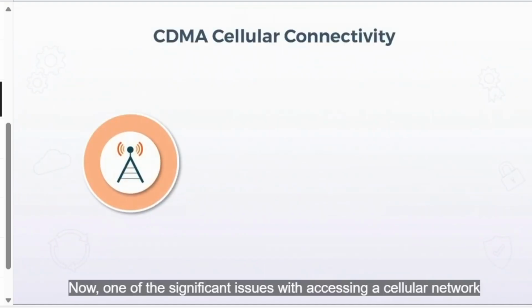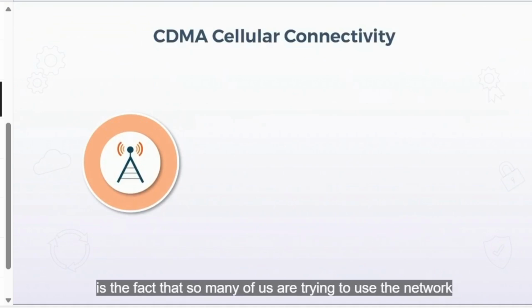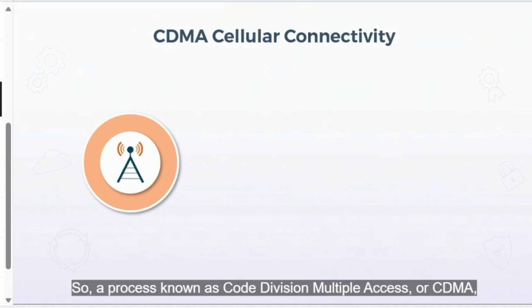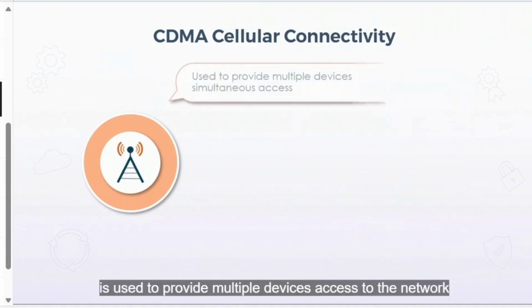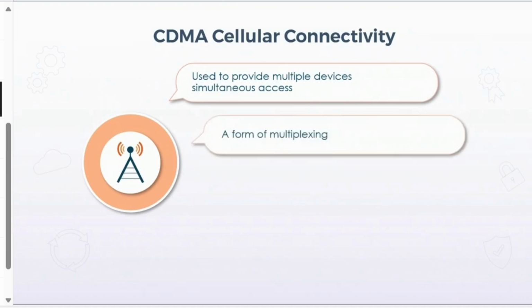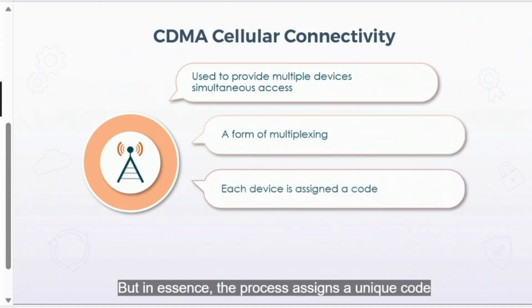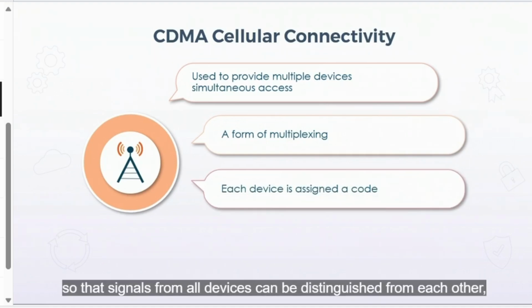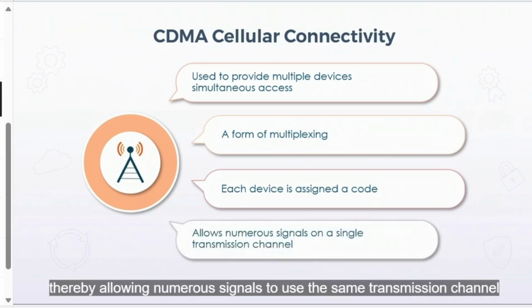Now, one of the significant issues with accessing a cellular network is the fact that so many of us are trying to use the network at the same time. So a process known as Code Division Multiple Access, or CDMA, is used to provide multiple devices access to the network simultaneously. This is also what's known as multiplexing. But in essence, the process assigns a unique code to the transmissions of any given device so that signals from all devices can be distinguished from each other, thereby allowing numerous signals to use the same transmission channel without interfering with each other.